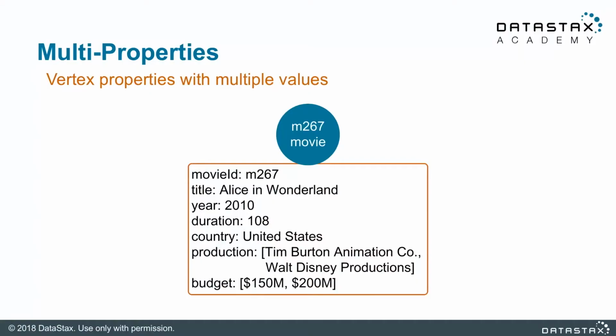A vertex property that can have multiple values is called a multi-property. In this example, we have production and budget as multi-properties and show their values in square brackets. Another way to think about them is having multiple key value pairs with the same key. For example, budget. Budget could have $150 million and $200 million. Note that multiple properties are only applicable to vertices and not to edges.